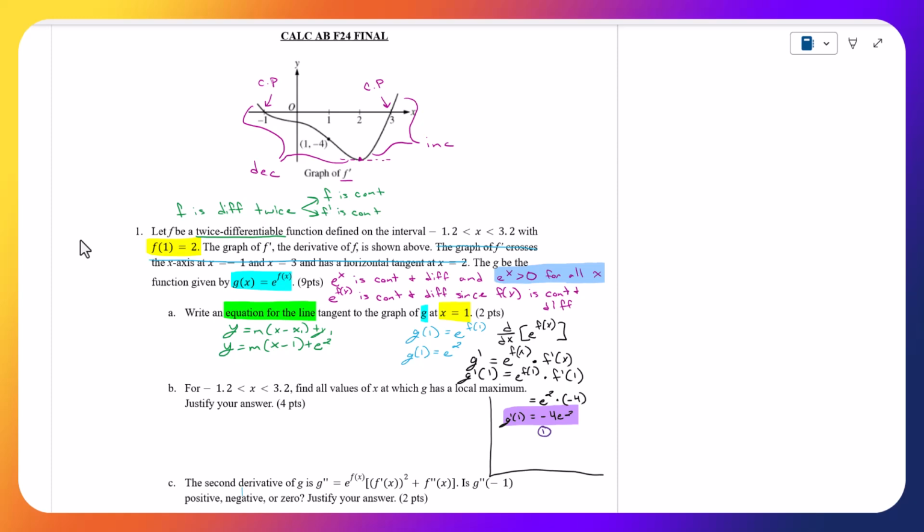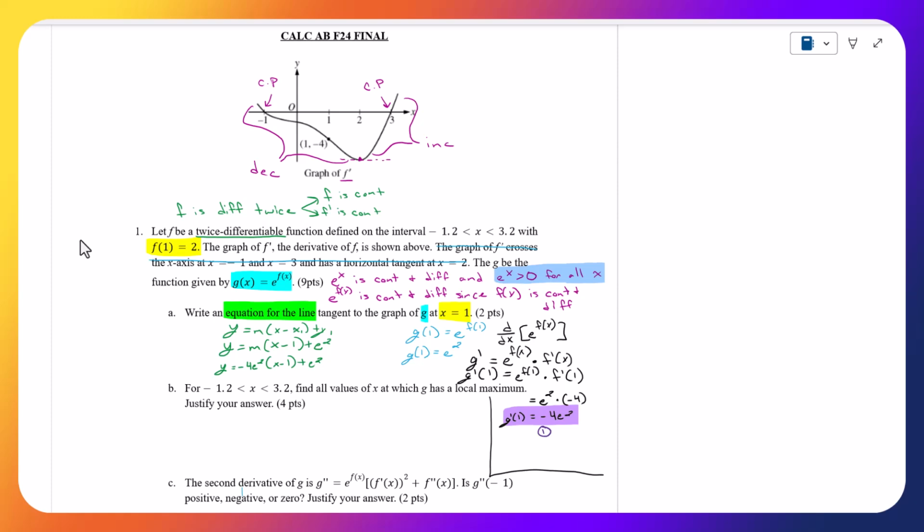Okay, and now we can just substitute that into our line. We found our slope, so we have y equals m. Our slope is negative 4e squared times x minus 1 plus e squared. Okay, second part of this question. Find all values of x at which g has a local maximum. And this one was worth 4 points.